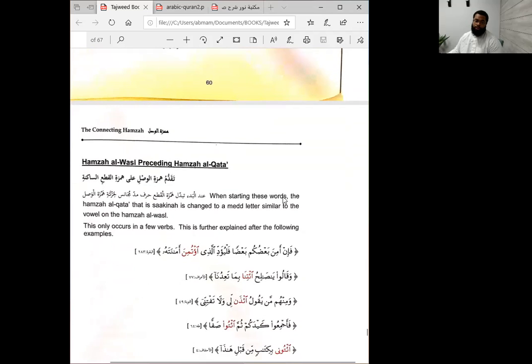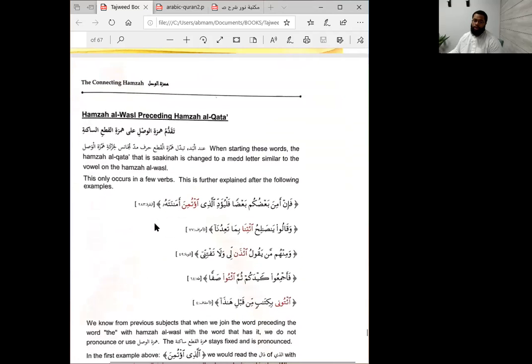All right, so when starting these words, the Hamzat al-Qata' that is sakina is changed to a med letter, similar to the vowel on the Hamzat al-Wasl. This is something that we did cover during our recitation. This only occurs in a few verbs. This is further explained in the following examples.